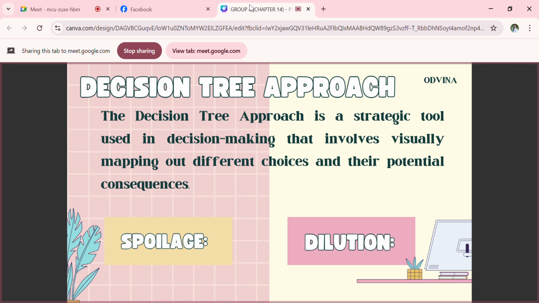Spoilage happens when inventory like hotel rooms or airline seats goes unsold because high-paying customers didn't fill them.